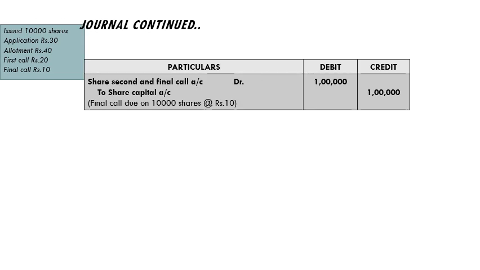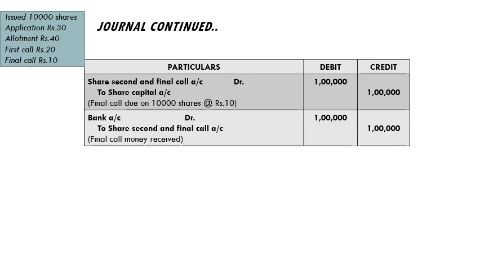See, share second and final call account debited to share capital. 10 into 10,000 is 1 lakh rupees. So share second and final call account to share capital, and on the receipt of this second and final call, what will be the journal entry? On the receipt of this final call, bank account to share second and final call. So now we have completed these journal entries.